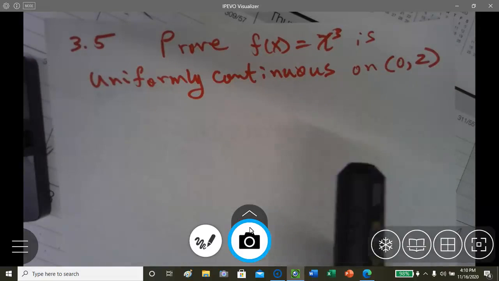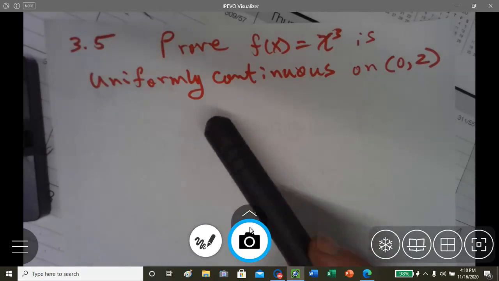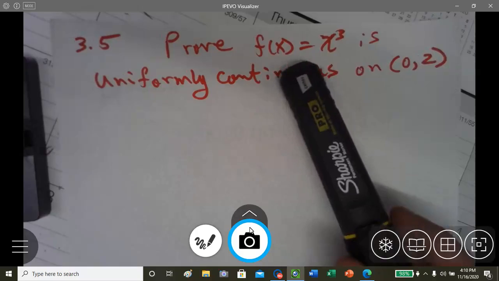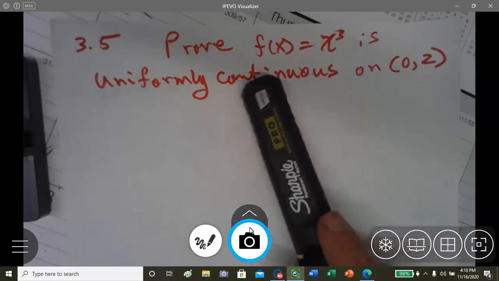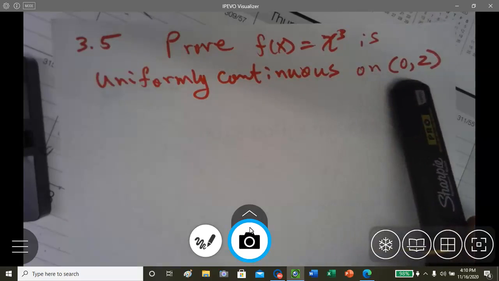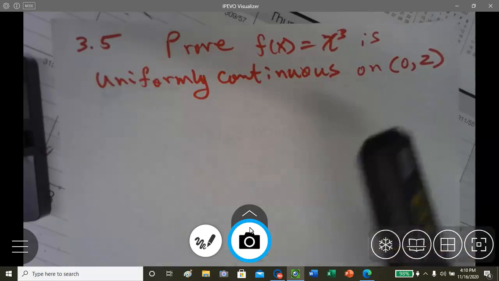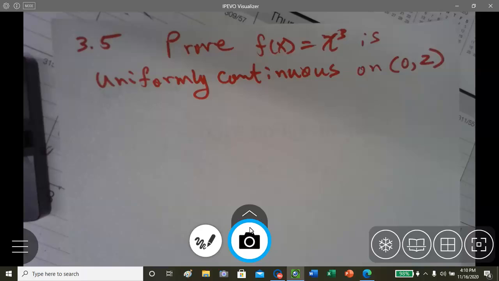5. And we want to prove that the function f of x is equal to x cubed is uniformly continuous on the open interval 0 to 2.